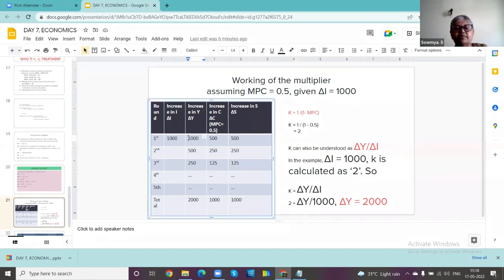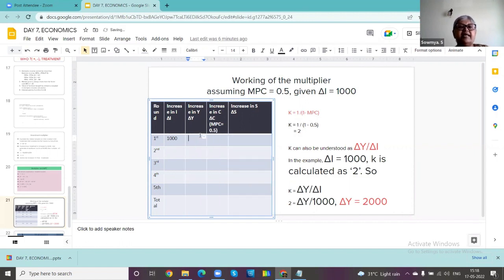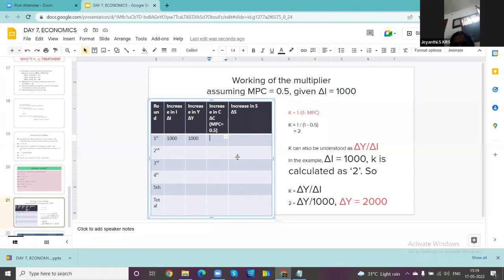Let's assume that the one-time investment is 1,000. This investment will immediately cause a change in the income, let us say by the same 1,000. We assume that the population, as they receive their income, will spend it on consumption. By how much? Again, we'll have to make a small assumption about the propensity to consume.